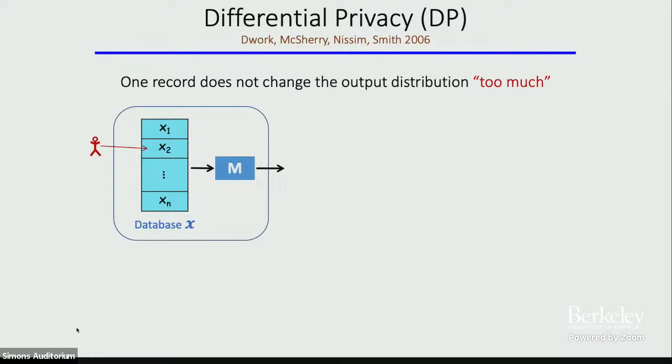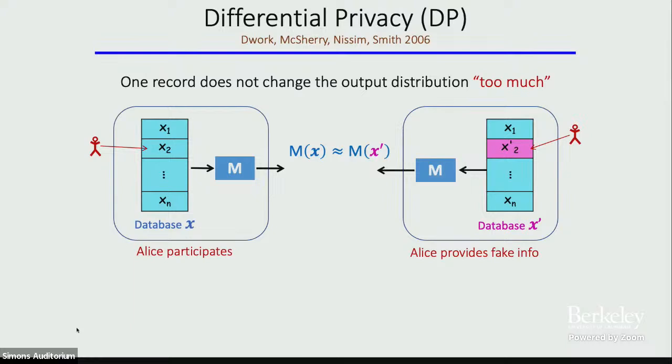Meaning that if we imagine that one participant provides fake input to the database, the distribution of the output of the mechanism we apply on the database will not change by much. It will be very close. This is a very strong definition of privacy in the sense that even if we know the entire database but one entry, we cannot reconstruct this entry from the output of the mechanism.